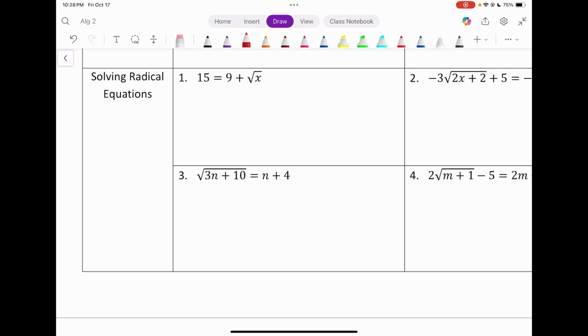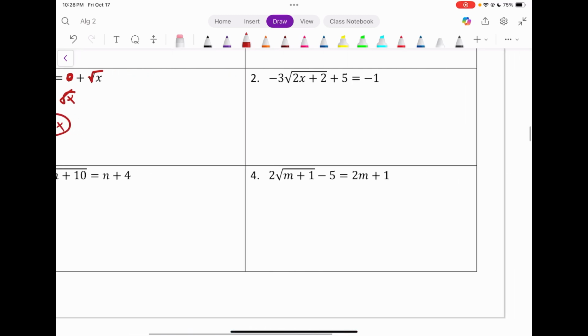Mathematical equations are going to look very similar to some of the ones we've done in the past. The only thing we need to know here is the opposite of a square root is squaring. So step number one, we're going to move our 9 over by subtracting. Gives me 6 equals the square root of x. We're going to move our square root over by squaring. So we get 36 as x. And we're done. Next problem.